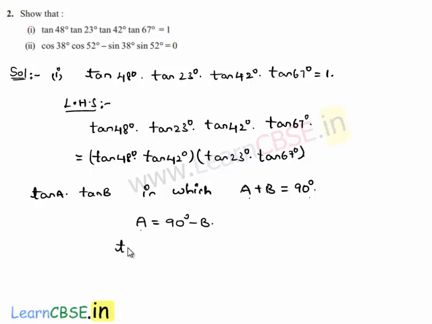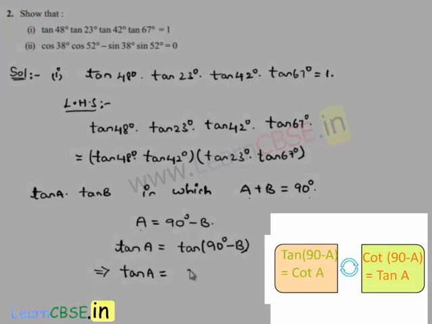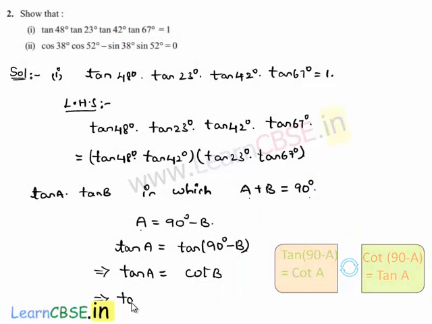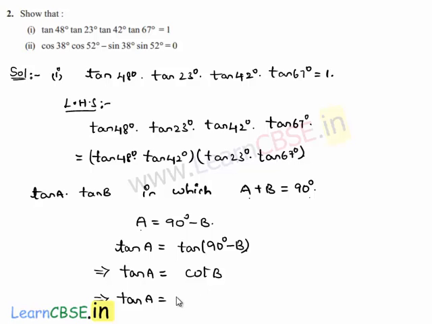Now applying tan on both sides, we get tan A is equal to tan of 90 degrees minus B, which implies tan A is equal to cot B, since tan of 90 degrees minus B is nothing but cot B, which implies tan A is equal to 1 by tan B. Now by transposing 1 by tan B to left hand side, we get tan A into tan B is equal to 1.